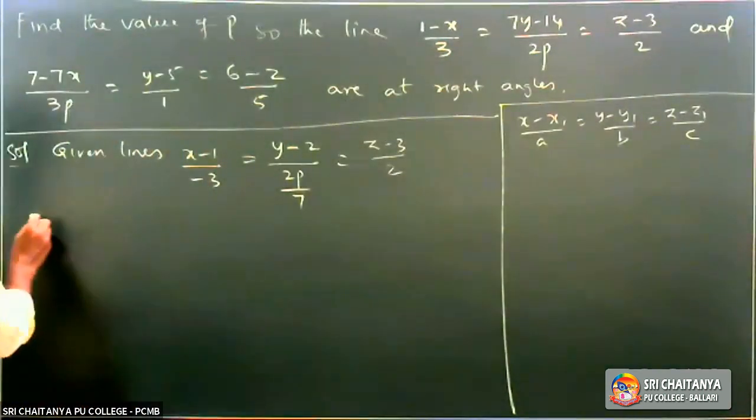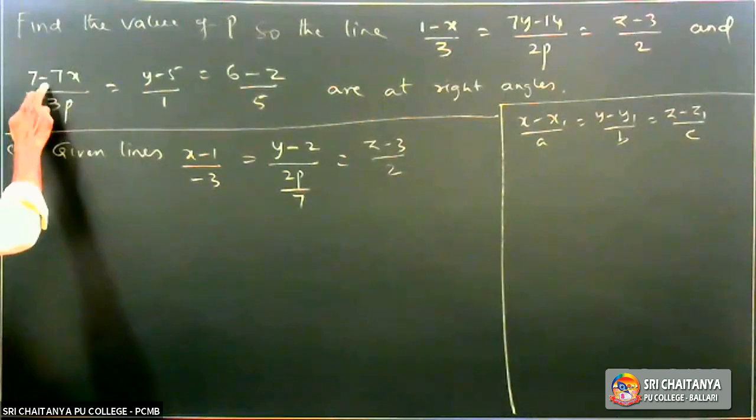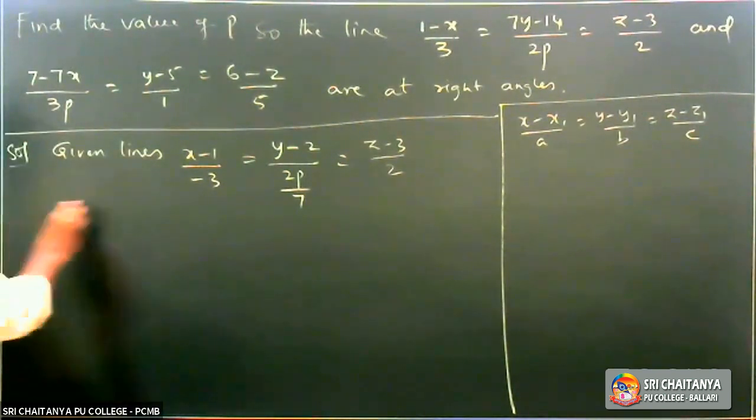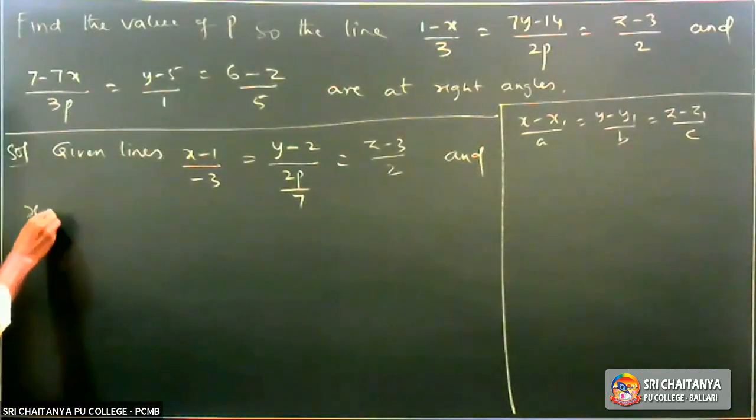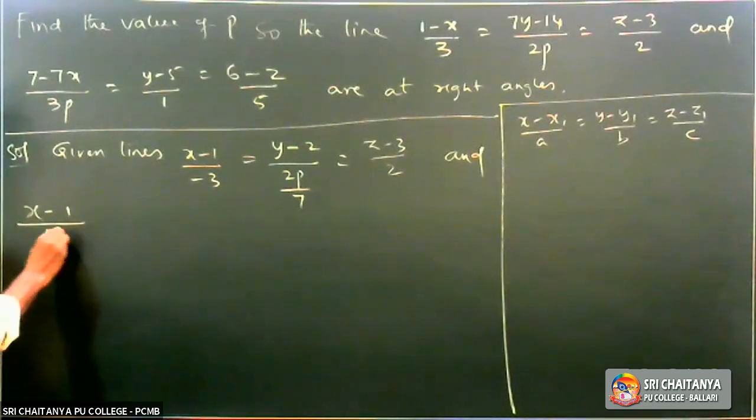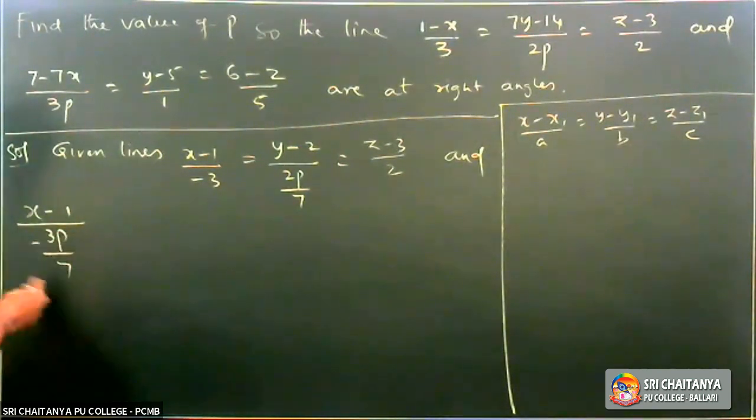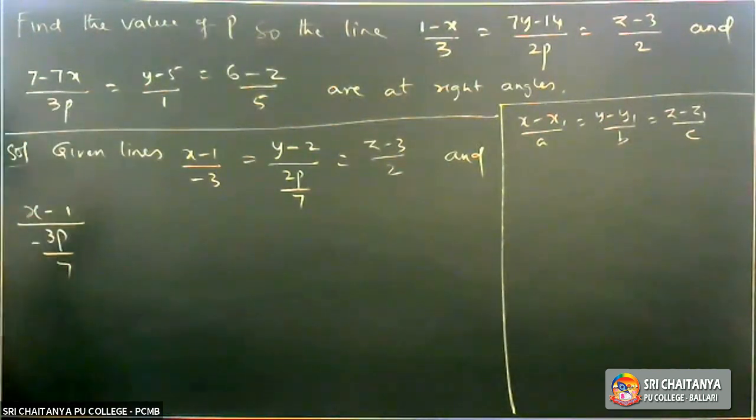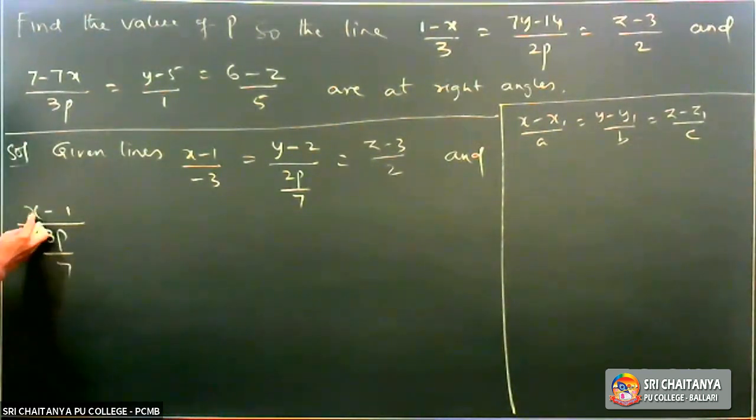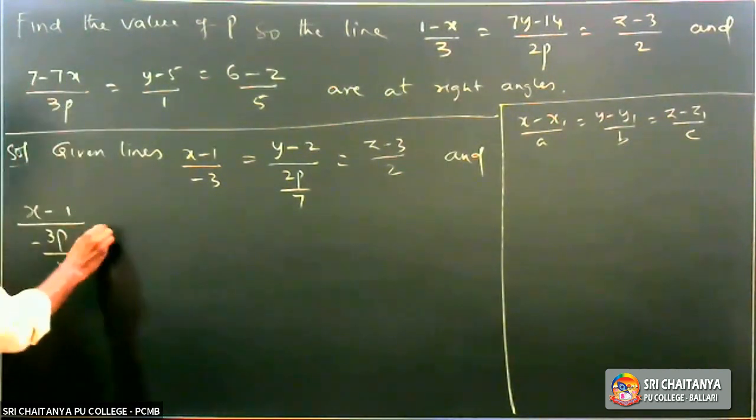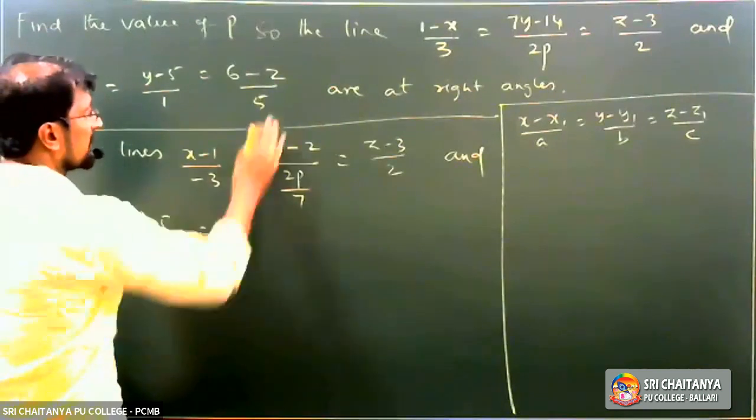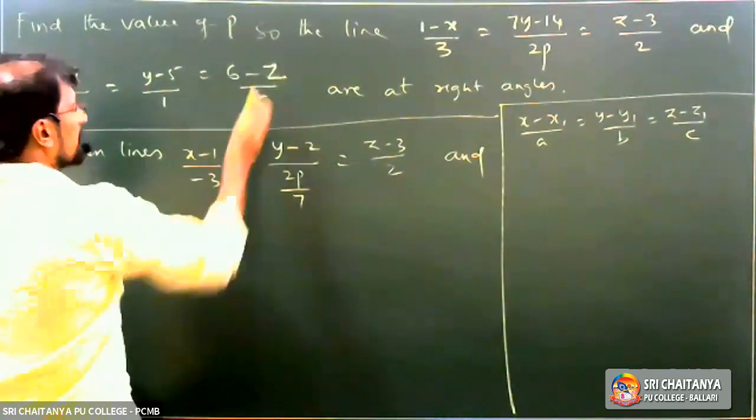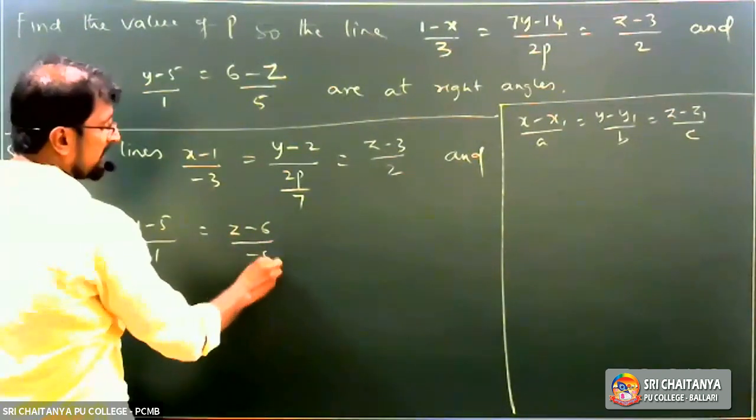Now see here, take minus 7 common. I can write this line as (x minus 1)/(3p/7), simply minus 7. If you simplify this one, you are going to get this. I am going to repeat this. If this 7 goes up, 7x minus 7, and minus here, it becomes 7 minus 7x is equal to (y minus 5)/1 is equal to, take minus common here. This is z, not 2, okay? z. So (z minus 6)/minus 5.